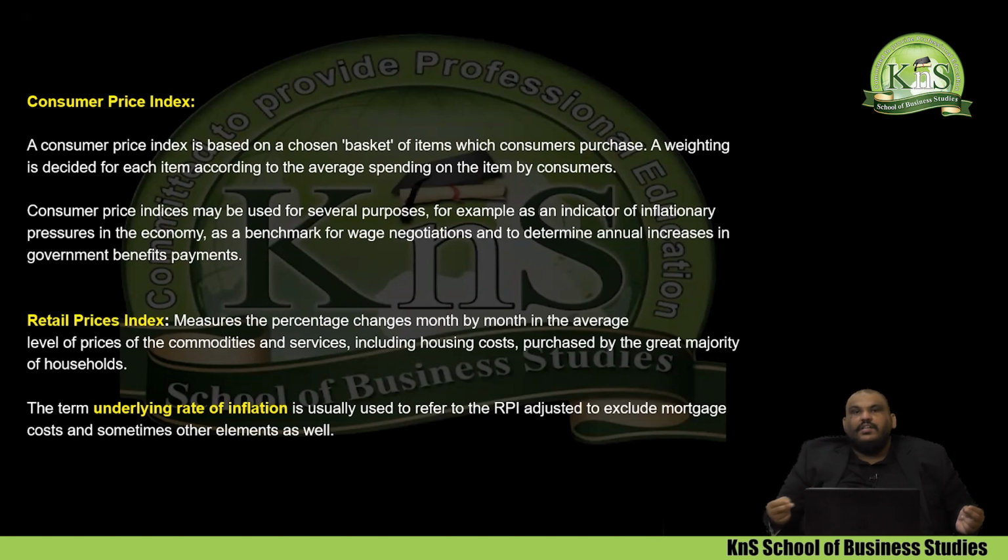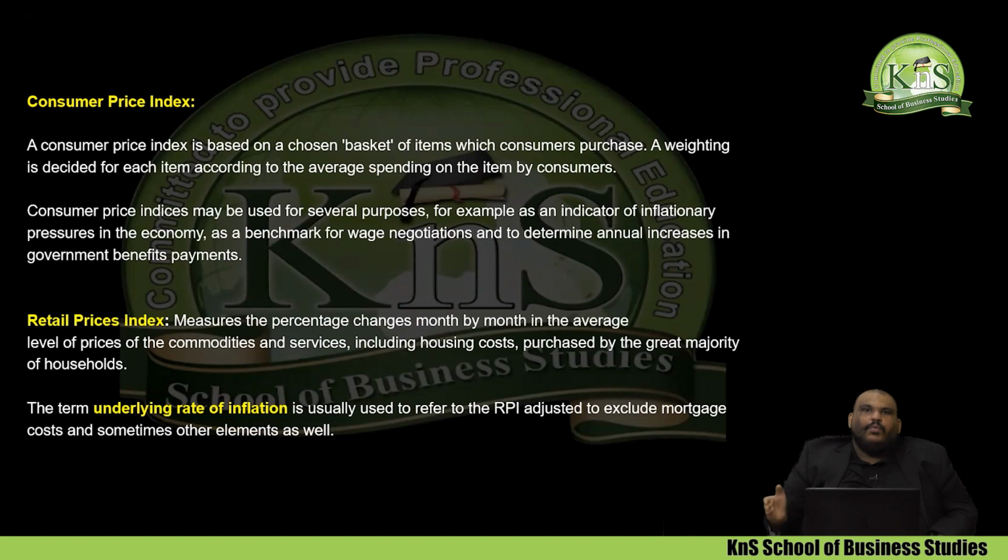Like everybody's gonna spend on utilities. Everybody's gonna spend money on food and groceries and transport. Almost everybody needs those things. So what RPI does is it considers the majority of the households, right? It takes into account the majority of the households and then applies the same concept of CPI on them.